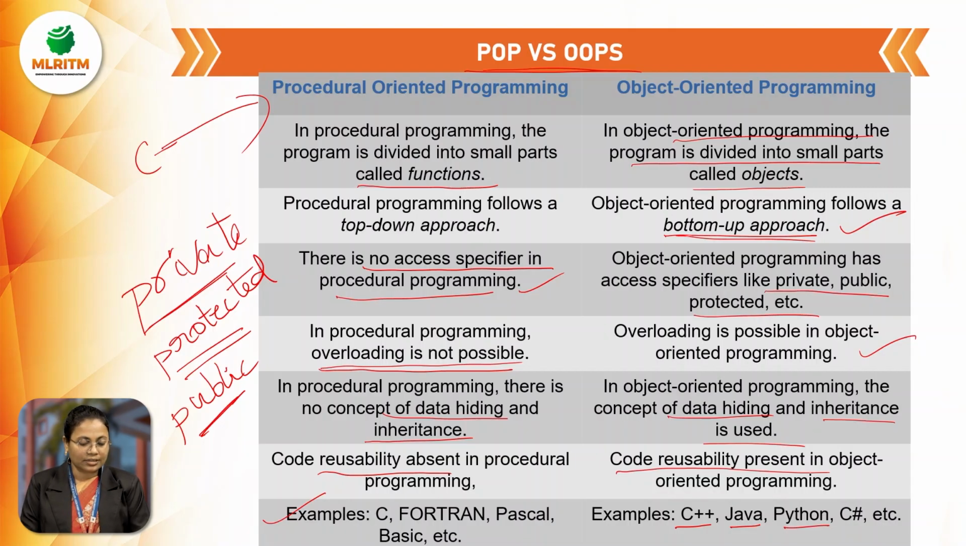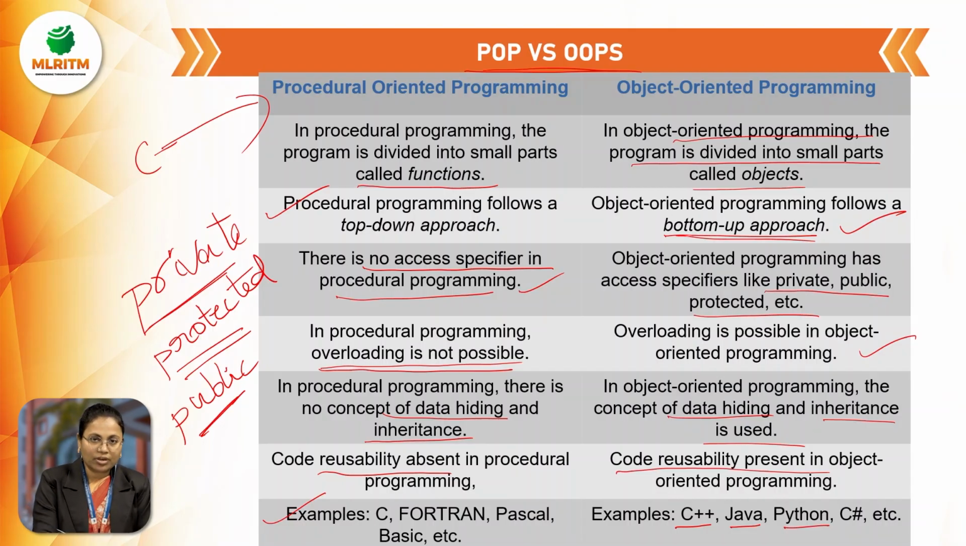So as I said earlier, procedure-oriented programming language is a top-down approach, whereas object-oriented programming language is a bottom-up approach. I said this point earlier. So we'll see with an example how we can say that POP is a top-down approach and OOPS is a bottom-up approach.